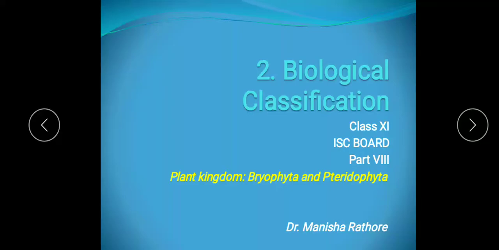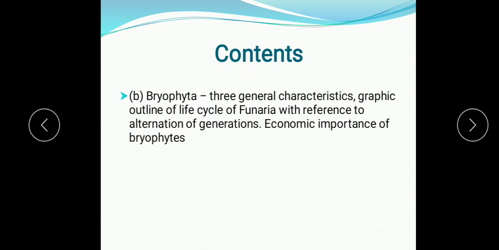Students, today we are going to study the next part of the plant kingdom, that is Bryophyta and Pteridophyta. In the plant kingdom, the first group, algae, you have studied in the previous class. Now today we will study the next two groups, Bryophyta and Pteridophyta, and we will see what topics we are going to include in this.